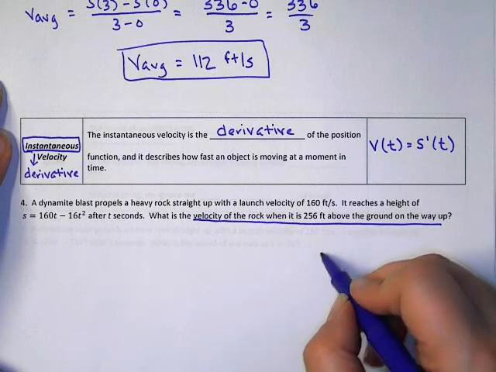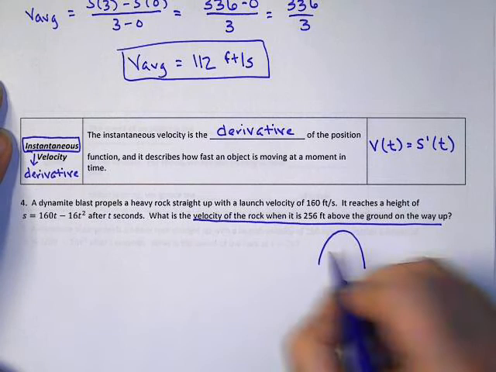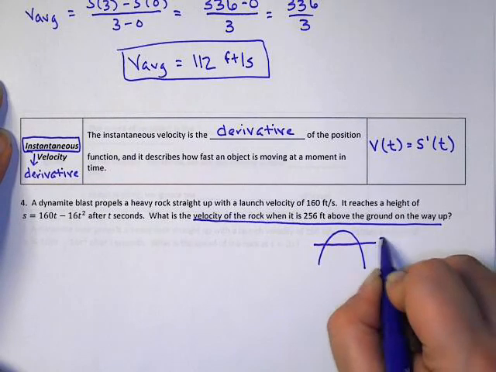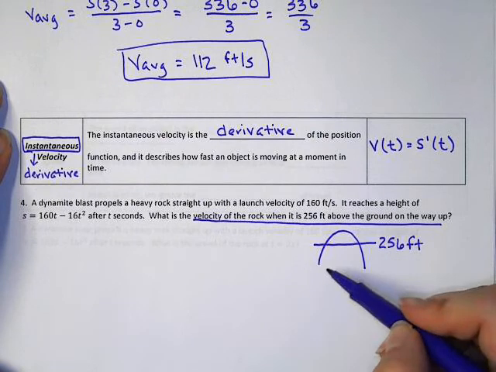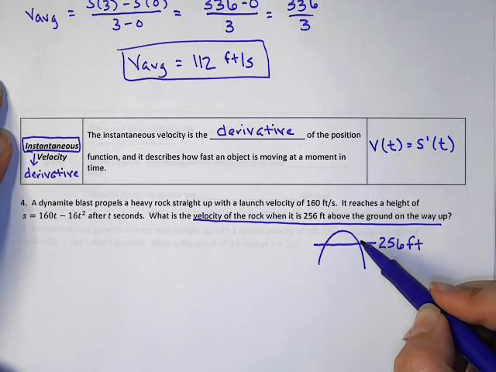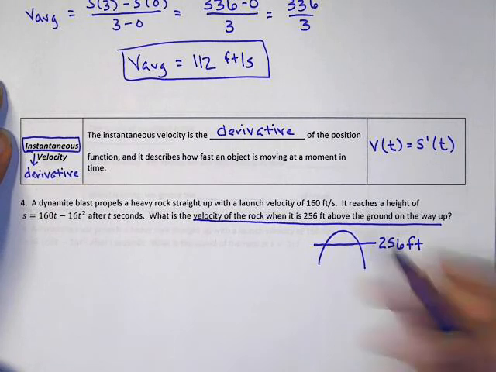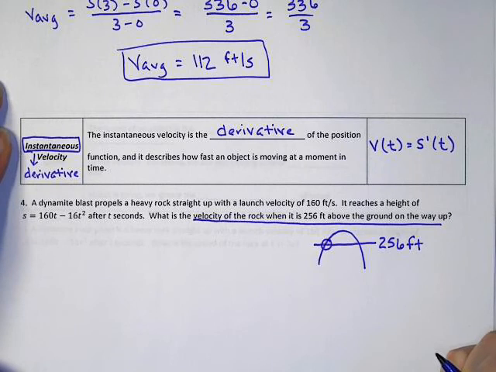Well, if we launch a rock, we know that it's going to go something like this, right? And if we say 256 feet is right here, then our rock is going to go up, it's going to surpass that 256 most likely, and then it's going to have to come back down and hit the ground. So we're looking for where it crosses 256 that first time. We're looking for that value right there. So we need to find that time value.